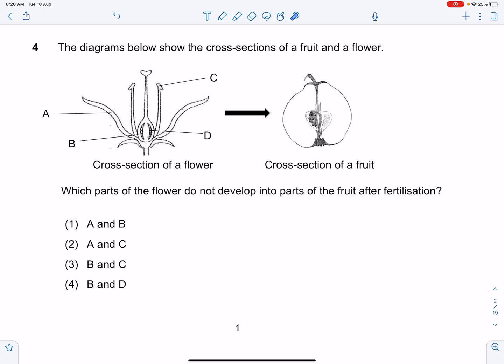So in this case, obviously the seeds are inside the fruit, right? So anything that is in this whole structure here, inside the ovary, basically becomes the fruit. So in this case, B and D are definitely the parts that will become a fruit, and the answer will be very straightforward in this case. The answer is 2, A and C.